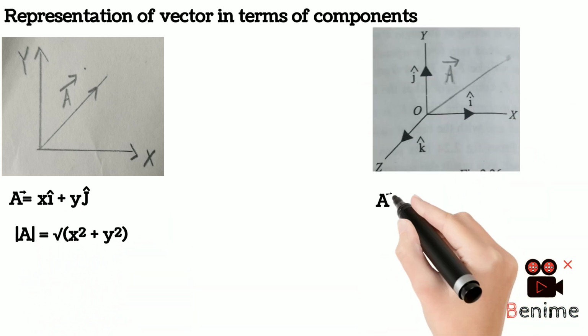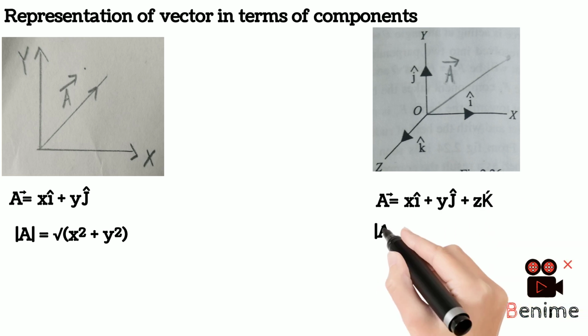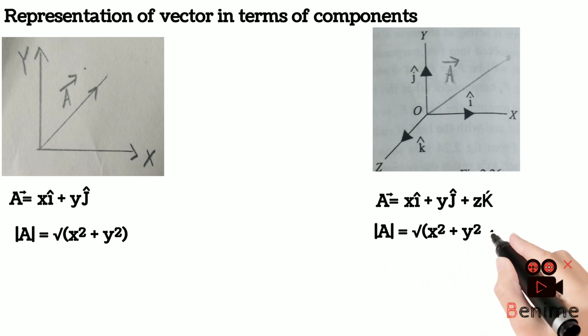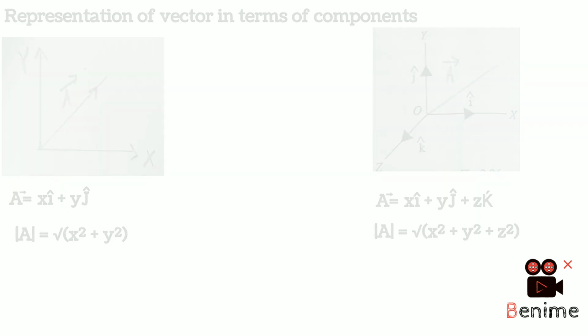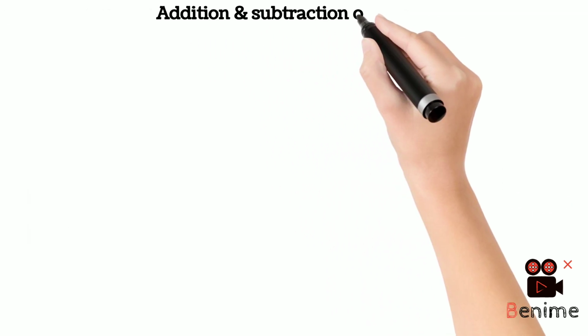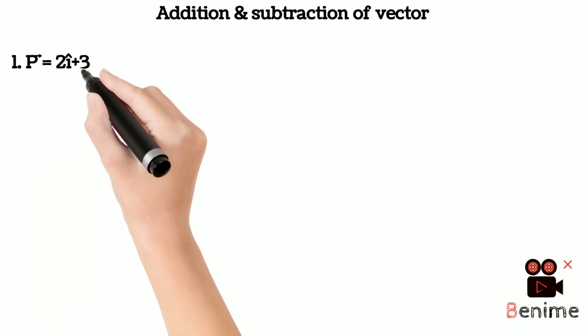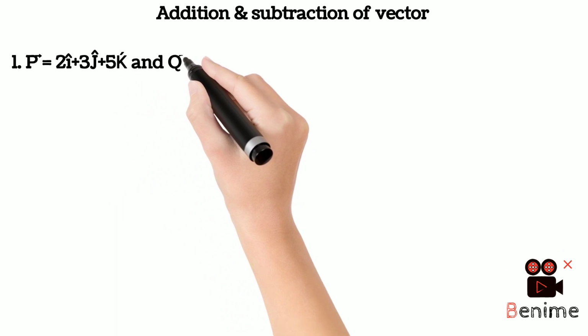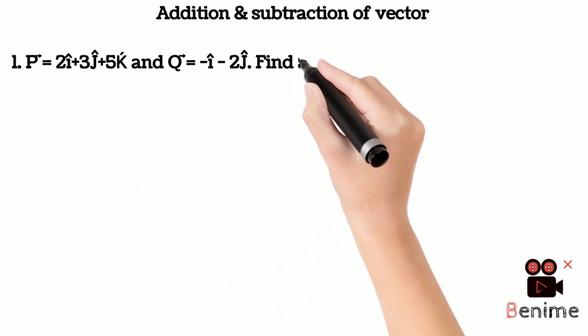This is three-dimensional: A equals xi plus yj plus zk, modulus A equals square root of x squared plus y squared plus z squared. Addition and subtraction of vector. P vector equals 2i plus 3j plus 5k and Q vector equals i minus 2j. Find 5 modulus P vector plus Q vector.